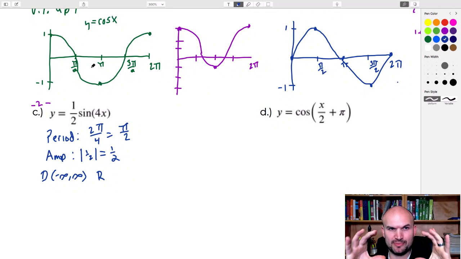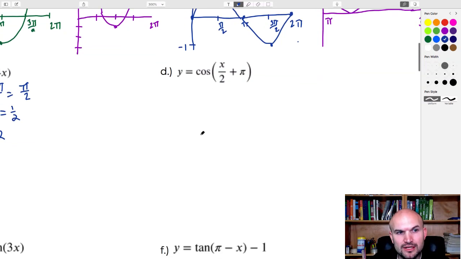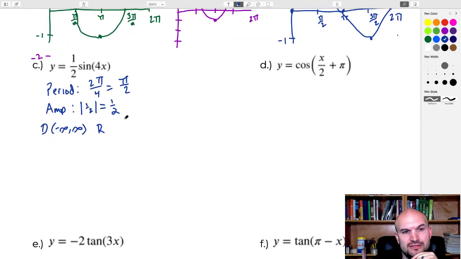So look at the parent graph. Let's look at the parent graph of sine, not cosine. Here's the parent graph for sine. Here the amplitude is 1, it goes up to 1, goes down to negative 1. So if I have the amplitude now at 1/2, now the graph is only going to go as high as 1/2 and as low as negative 1/2. So therefore, the range is just going to be from negative 1/2 to positive 1/2.